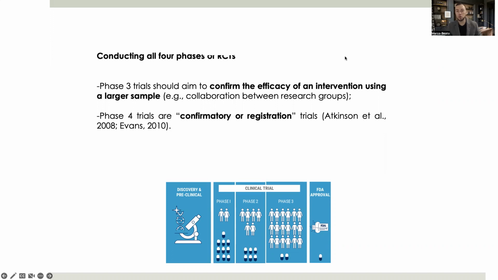If you want more information about this topic, there is a very nice paper published by Atkinson in 2008 or Evans in 2010. Let's come back to sports science, because obviously what I said so far is about clinic. In sports science, although a framework of this type doesn't currently exist, we could follow the same phases proposed in clinic in order to better standardize our procedure.